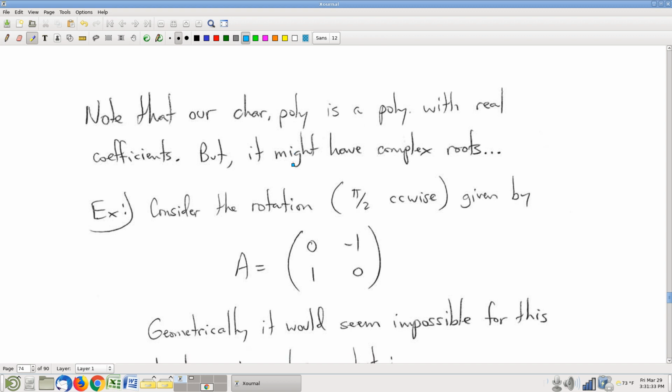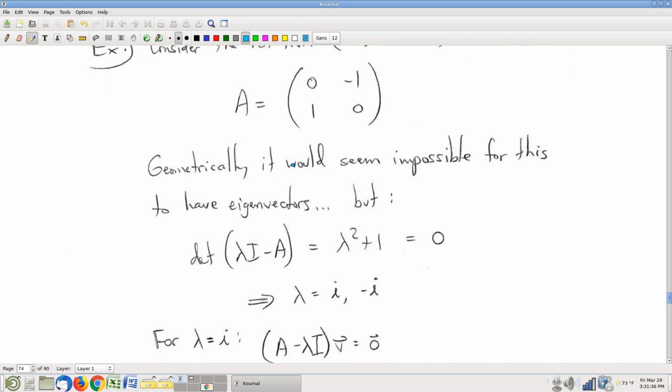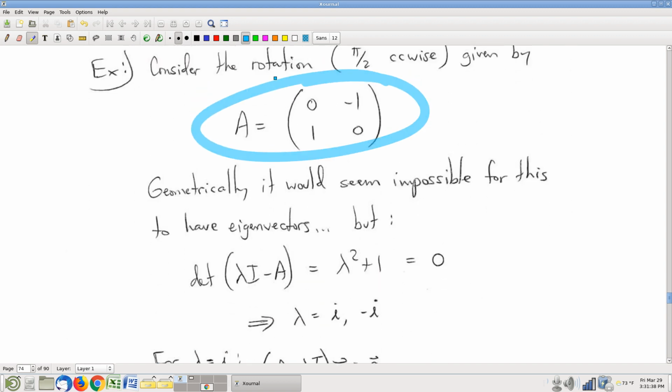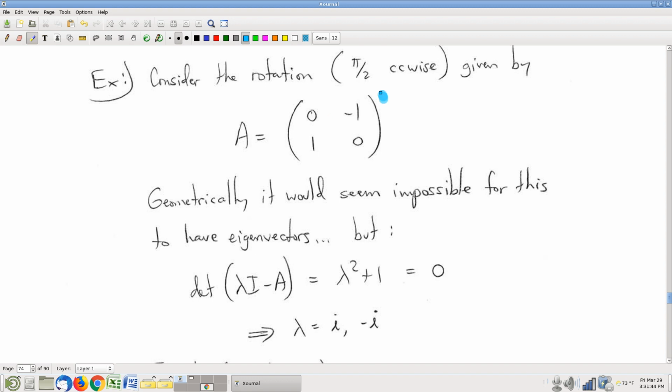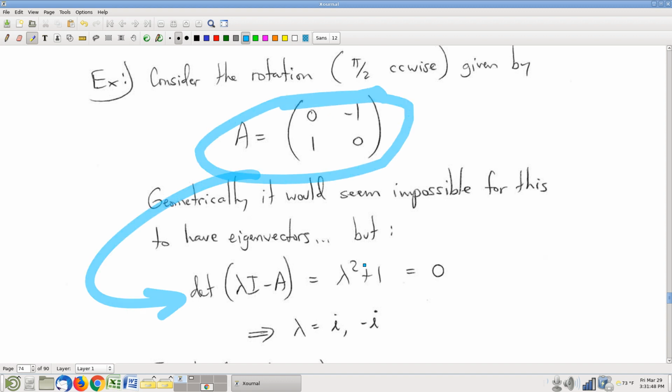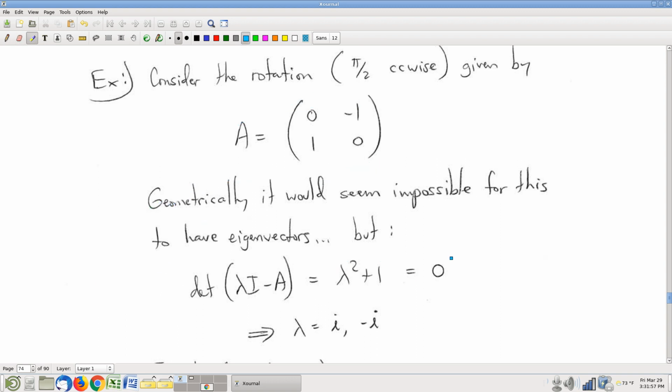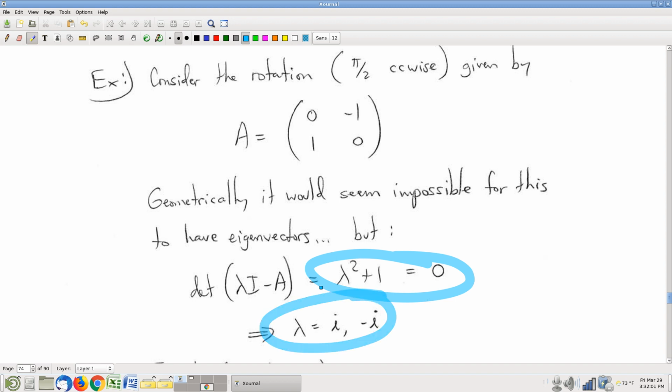Here's a matrix, all real coefficients. By the way, this represents a rotation, whatever that's worth, pi over 2 counterclockwise. So for this matrix, write down the characteristic polynomial. There it is. It happens to be lambda squared plus 1. When you look for the roots of the characteristic polynomial, keep in mind roots are eigenvalues. Well, here they are. They are complex.